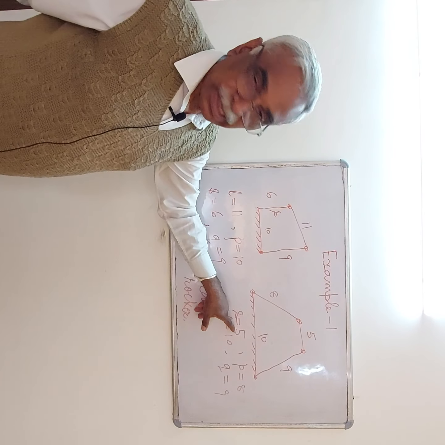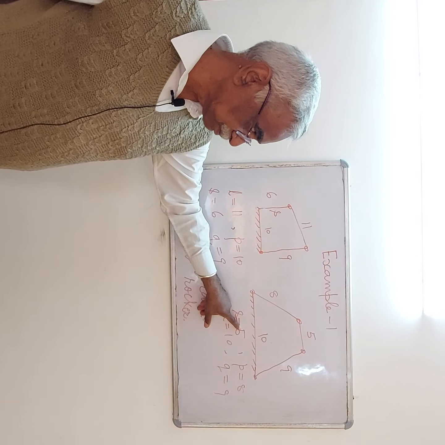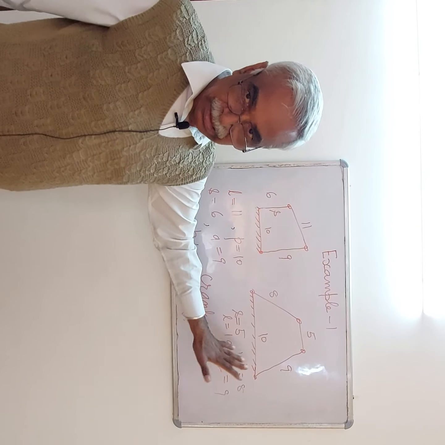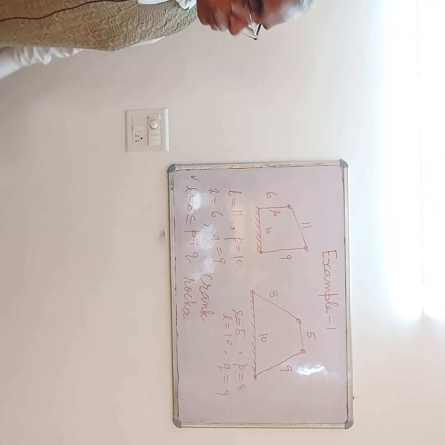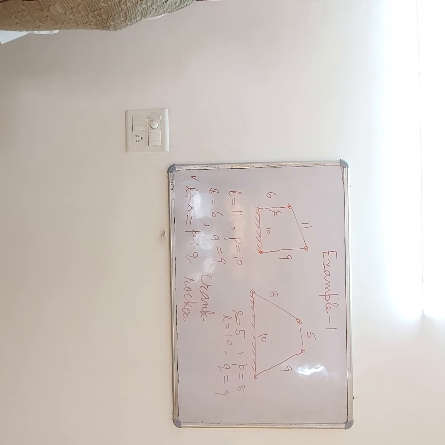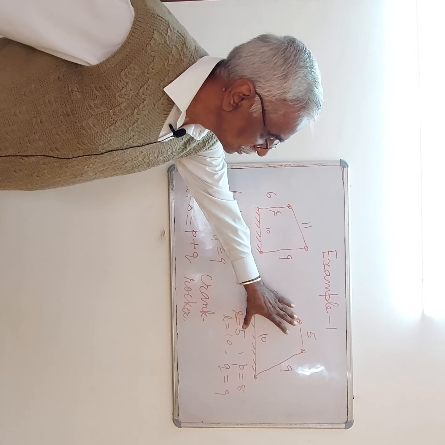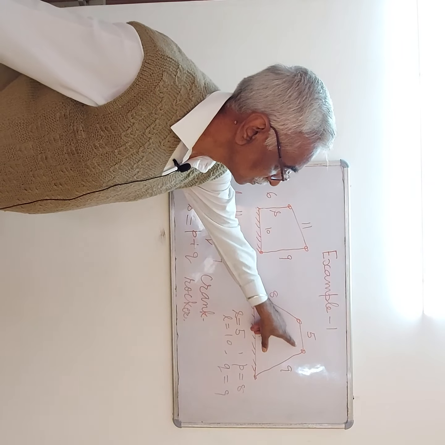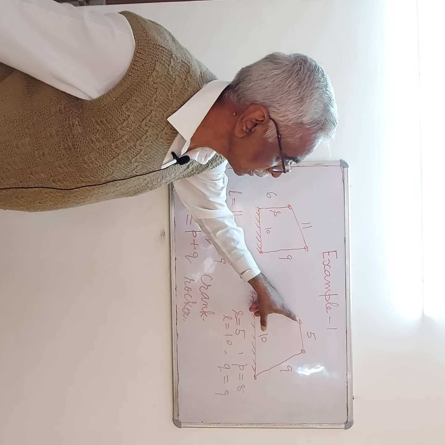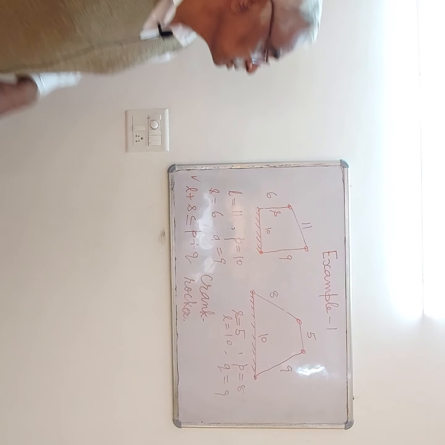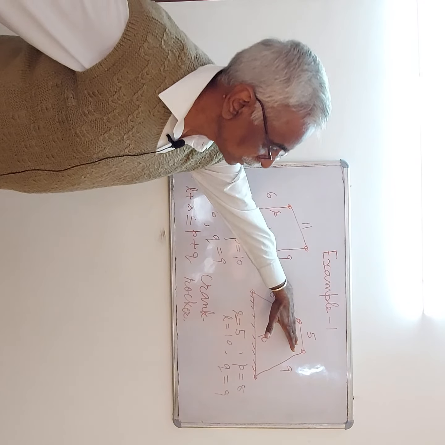So 10 plus 5, 15 is less than 8 plus 9. So this condition is satisfied. The condition of Grashof criteria is satisfied. But in this particular case, this is the coupler. Input link, coupler and output link. In this case, the shortest link is the coupler.